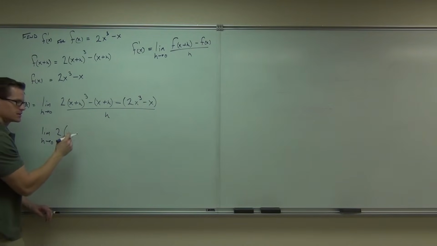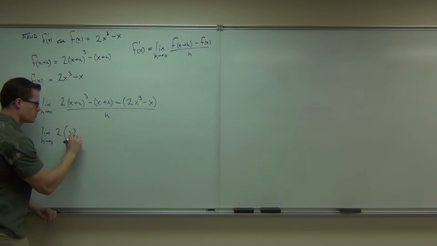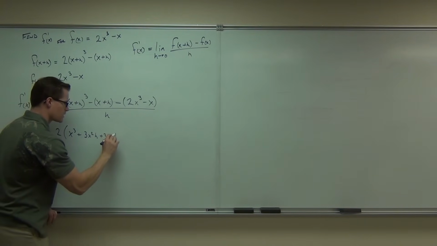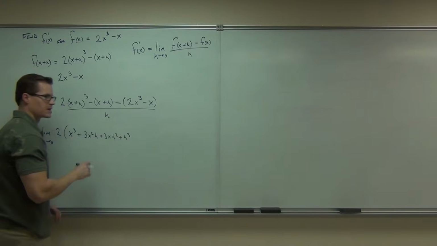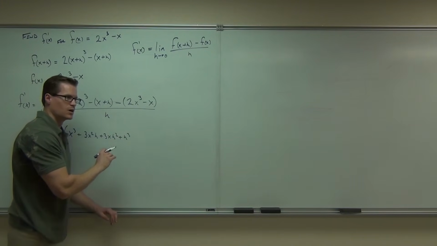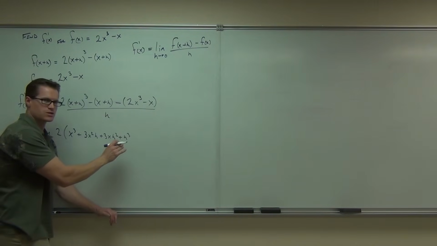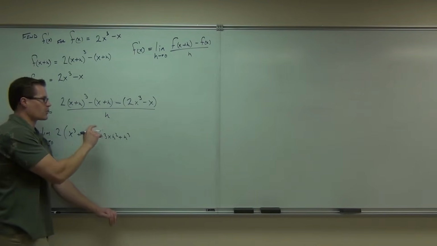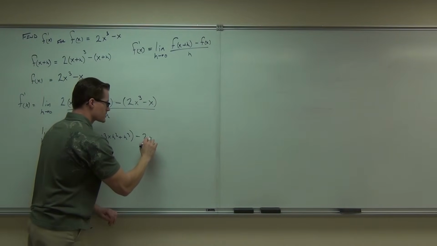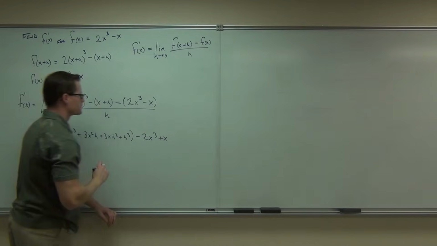I won't do the 2 yet. I'll do the x cubed plus 3x squared h plus 3xh squared plus h to the third power. Guarantee it's like that. If you want to learn how to do that with Pascal's triangle, come and see me or look that up. It gives you the coefficients, 1, 3, 3, 1, for every row of Pascal's triangle. That's how you do that. Minus 2x cubed plus x.